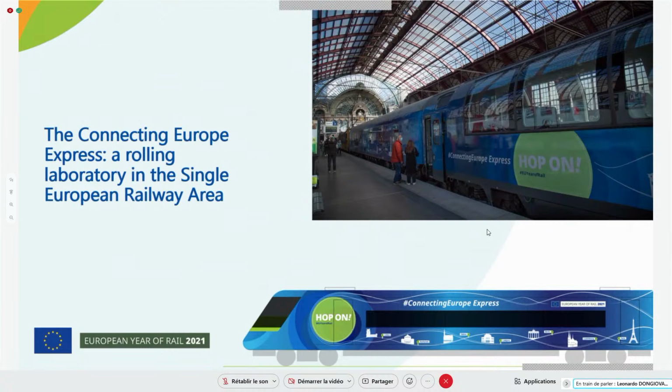So many elements to take on board, to take as an experience from the Connecting Europe Express, but also a way to look forward. And in this respect, I have to say that the experience of the Connecting Europe Express was also useful in the exercise of building the future JU, the successor of Shift to Rail. And some of these elements were taken on board for the definition of the master plan and the program of the future JU. So a lesson was learned in this respect.